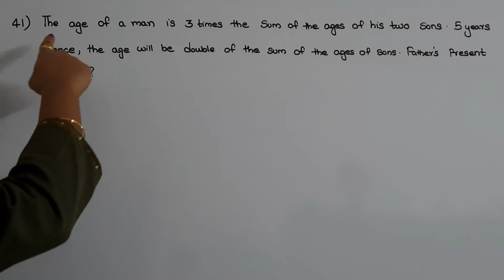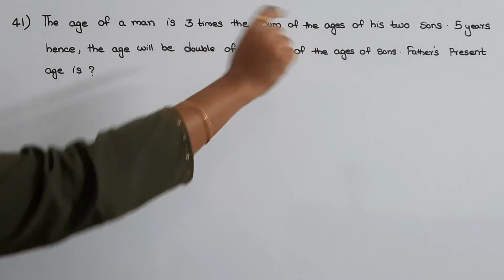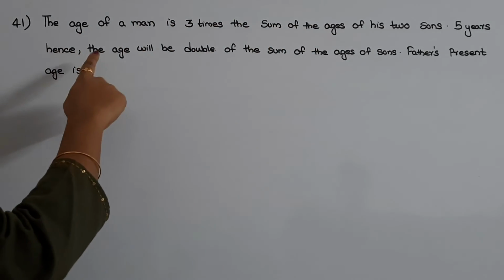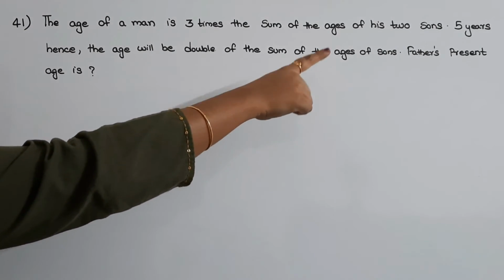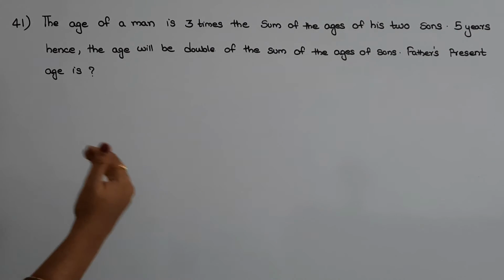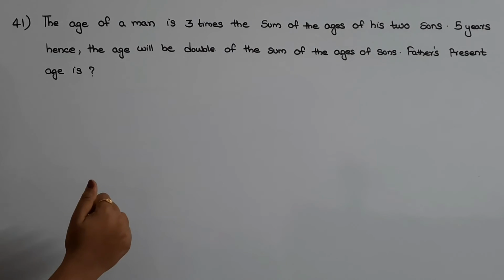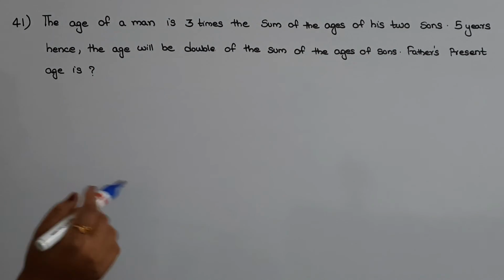Next question is, the age of a man is 3 times the sum of the ages of his 2 sons. 5 years hence the age will be double of the sum of the ages of sons. Father's present age is? So in this question we need to find out the present age of father. And they have given that age of a man is 3 times the sum of the ages of his 2 sons.